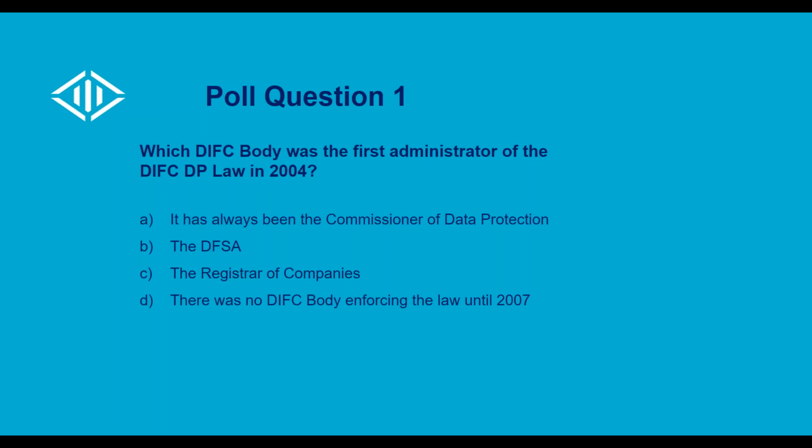So how about a polling question, just to kind of break things up a little bit. So the first polling question is, which DIFC body was the first administrator of the DIFC data protection law in 2004? Is it A, it has always been the Commissioner of Data Protection, B, the DFSA, C, the Registrar of Companies, or D, there was no DIFC body enforcing the law until 2007?